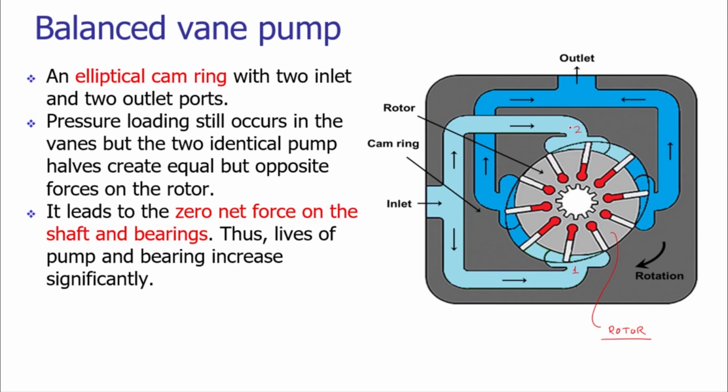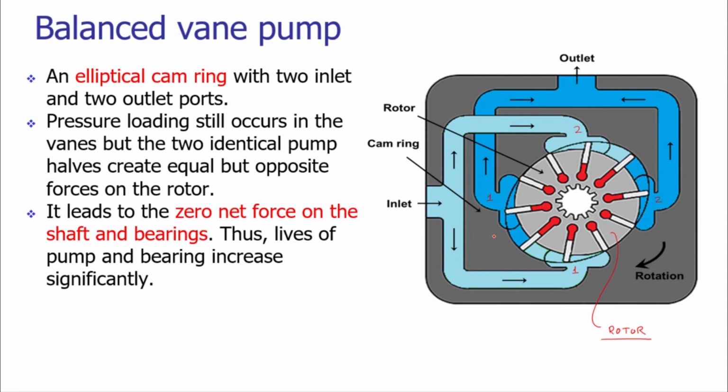Now we are having the outlet number 1 here and the outlet number 2. So as the rotor is rotating, the similar kind of fluid take-in operation and pressurization operation would be carried out, but due to the balancing of the pressure, we will not be getting the imbalance pressure application on the bearing.